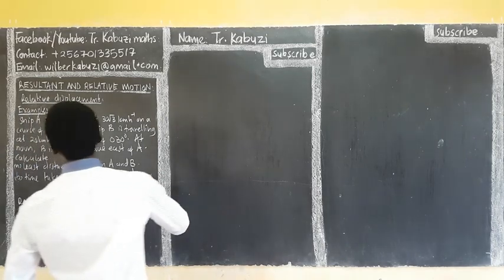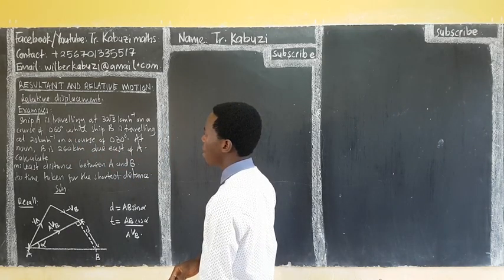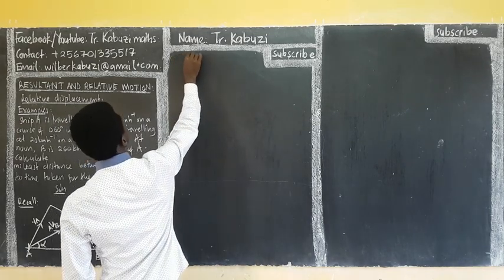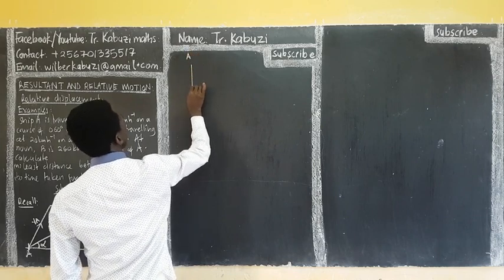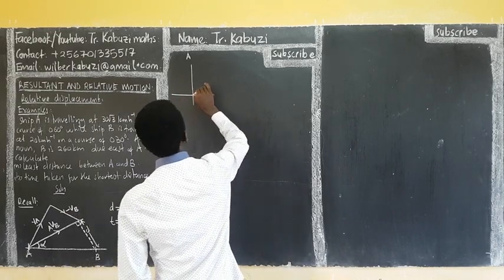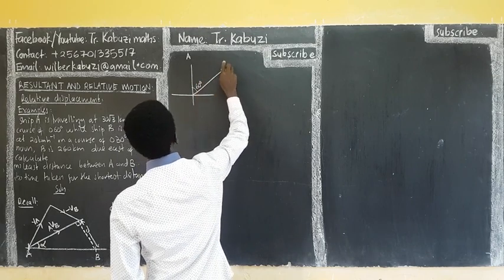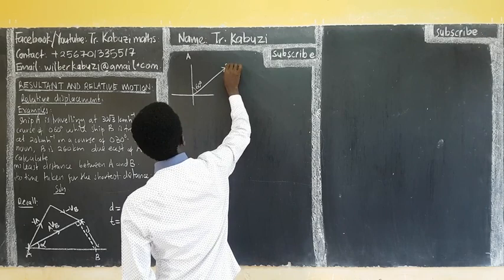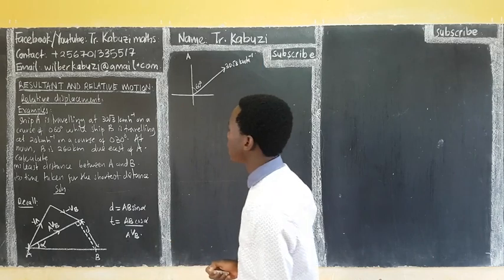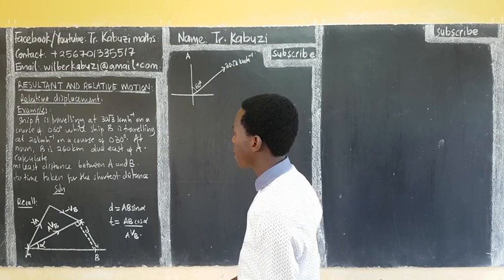Okay, so from there you can say that ship A is traveling at 30√3 kilometers per hour on a course of 60 degrees. So we first put our A here. This is our A. It's traveling on a course of 60 degrees, and it's using a speed of 30√3 kilometers per hour.